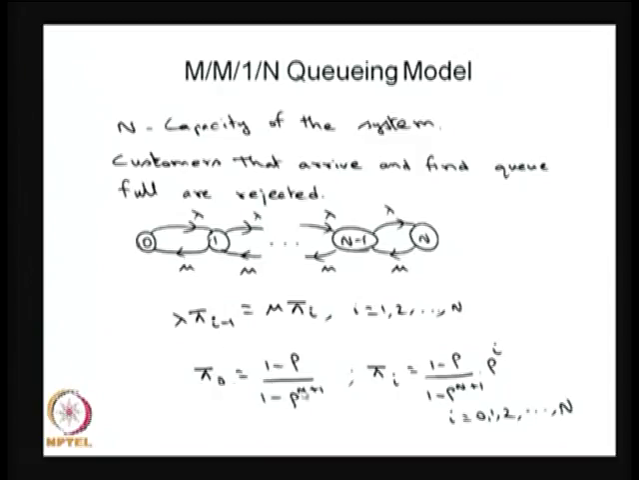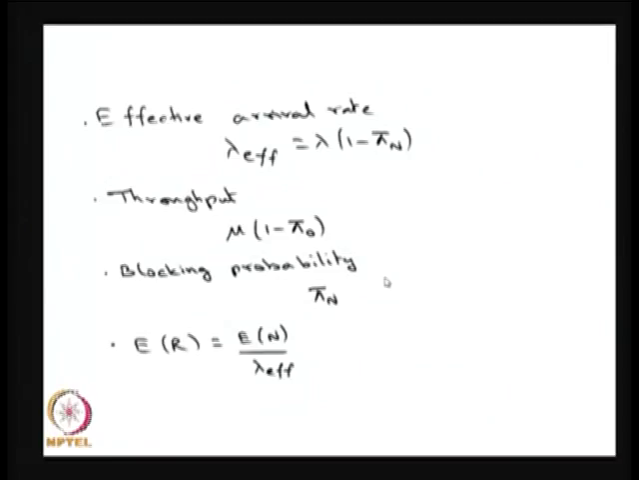So, once you get the pi naught, you can get pi i in terms of pi naught. Therefore, that is (1 minus rho) divided by (1 minus rho power n plus 1) times rho power i, where rho is lambda by mu. So, the underlying stochastic process is a birth death process with the birth rates lambda and death rates mu. So, you can use all the concepts of the birth death process and you can analyze the system in an easy way. So, this is the steady state probability.